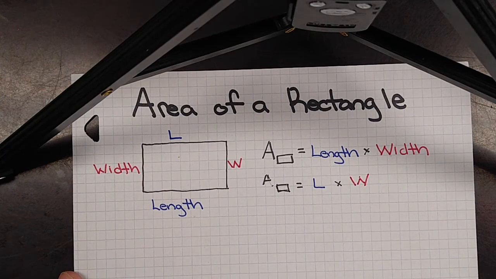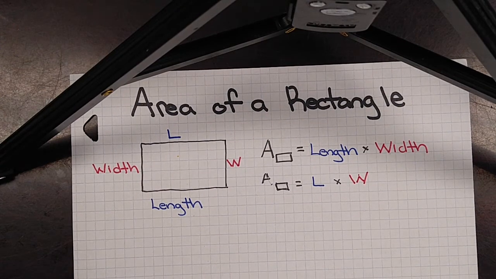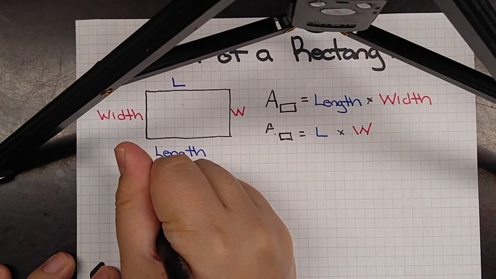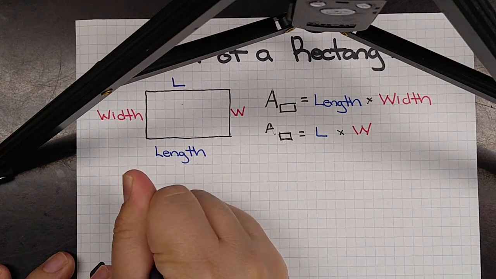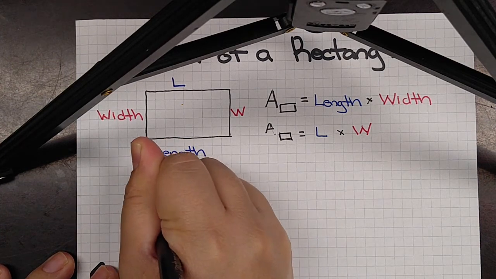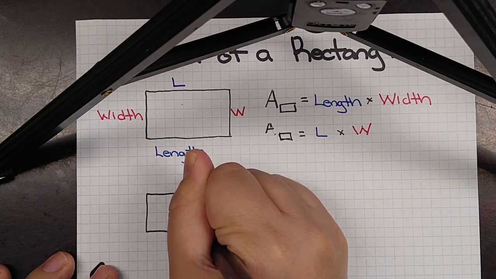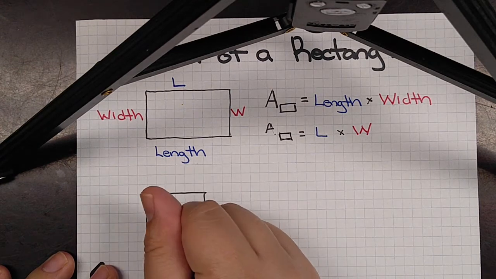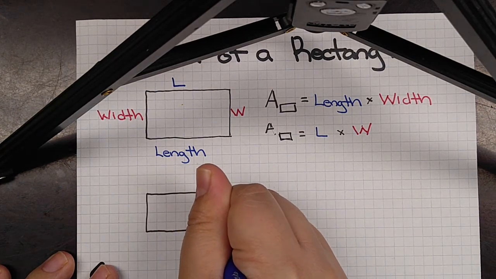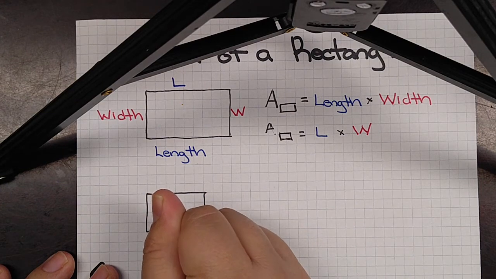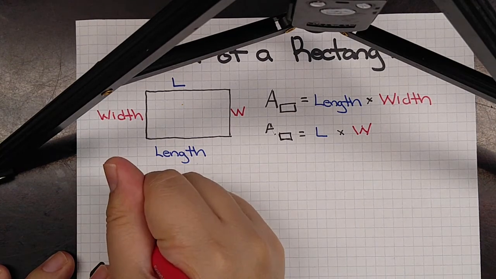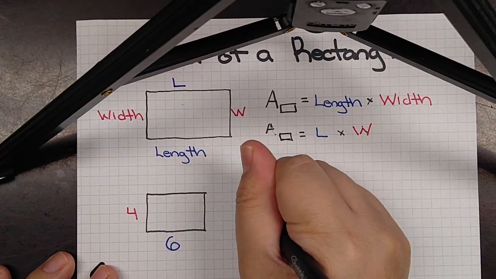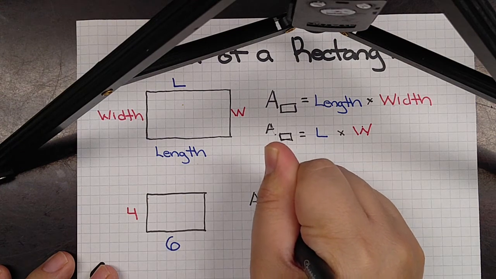Now this in itself doesn't really mean much right now, so let's put some numbers to it. Let me go ahead and draw a rectangle and assign some numbers to it. Let's see, this is 1, 2, 3, 4, 5, 6. So let me put 6 here, and 4 here, since this is 4. When I want to solve, all I'm going to do is plug and chug these numbers.